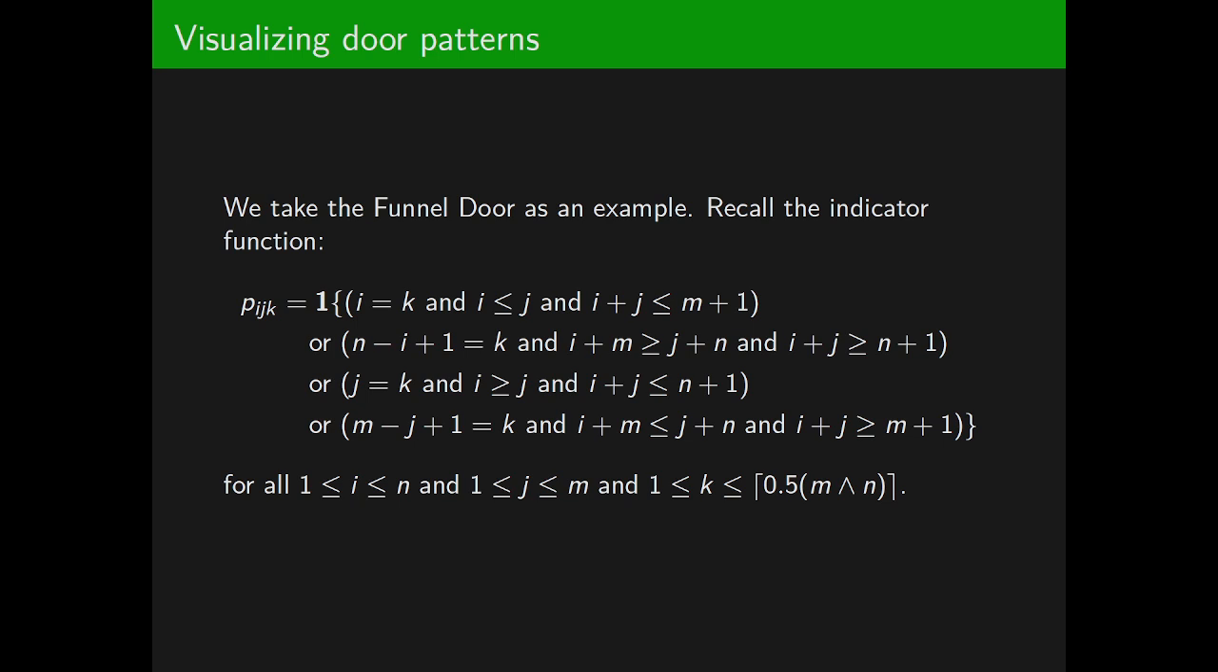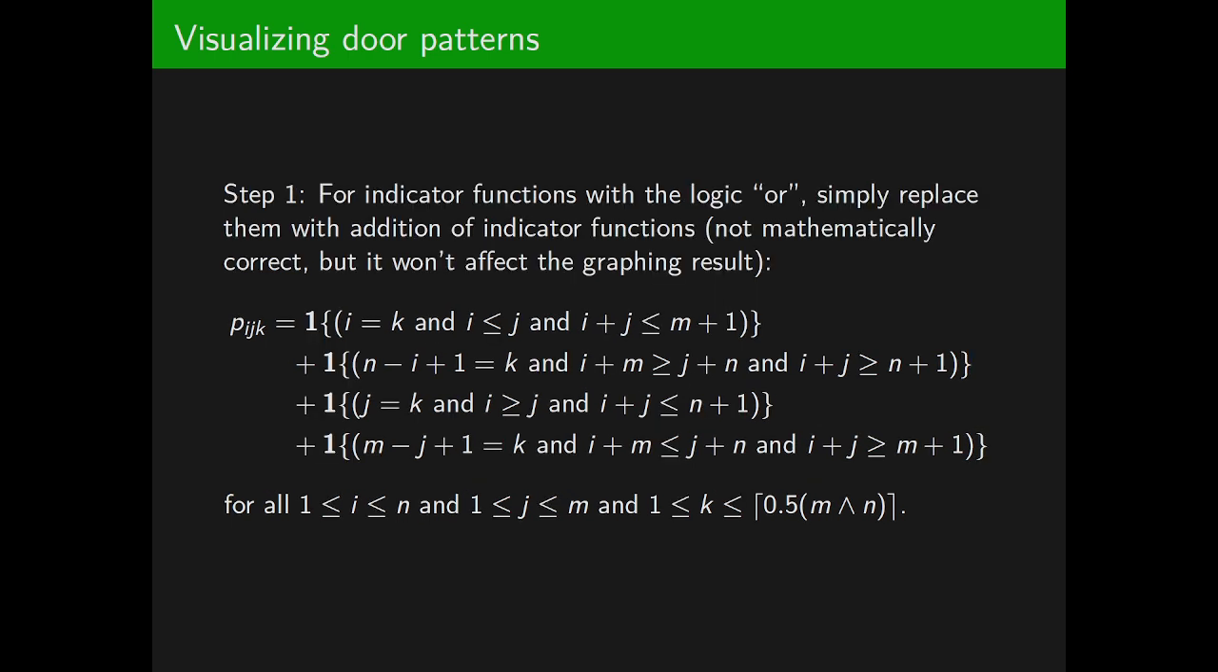So we take the funnel door as an example. We recall the indicator function looks like this. Not going to repeat that again. Step 1. For the indicator functions with logic OR, simply replace them with the addition of indicator functions. Now, this is not mathematically correct because there are some overlapping door blocks, and then you will get an indicator function with a value greater than 1, which is not defined.